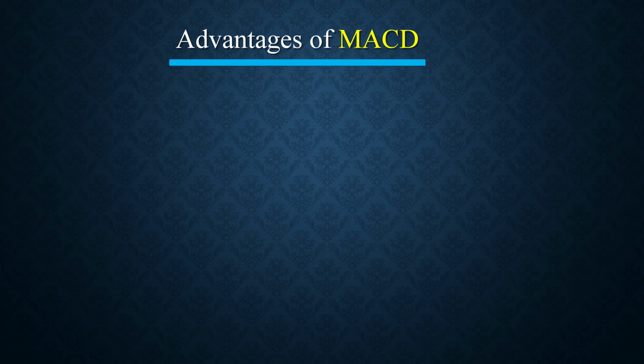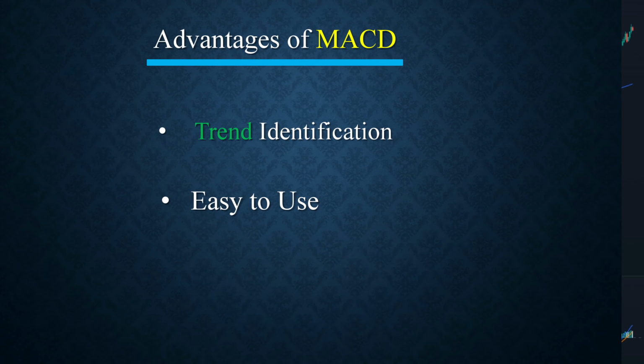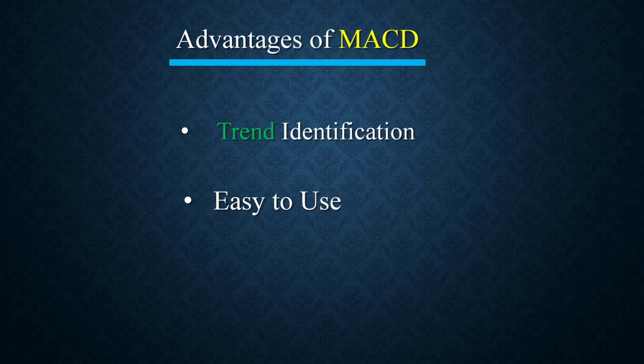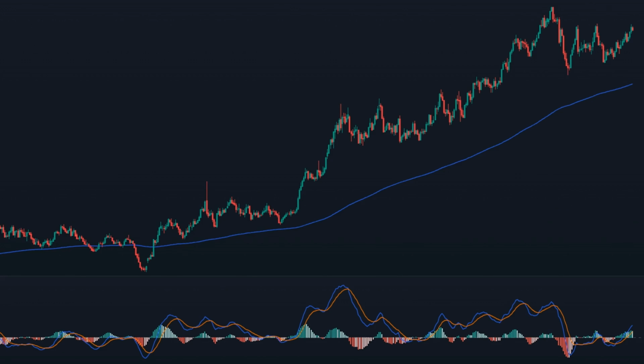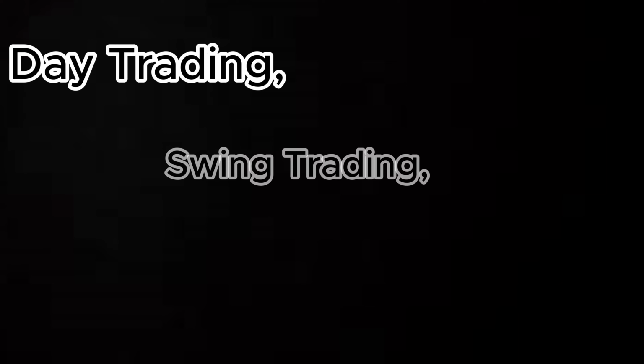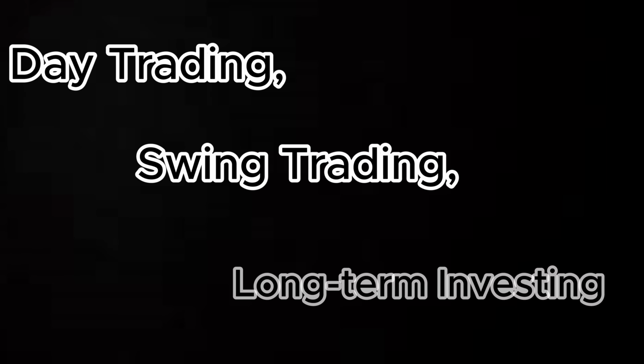What are the advantages of using MACD? By using this indicator, traders can identify the direction of the trend, allowing them to align their trades with the prevailing market momentum. Additionally, the MACD indicator is straightforward and can be easily interpreted, and it can be utilized even by beginners. And also MACD can be used in different time frames like hourly, daily, weekly, and so on, and it is suitable for day trading, swing trading, or even long-term investing.